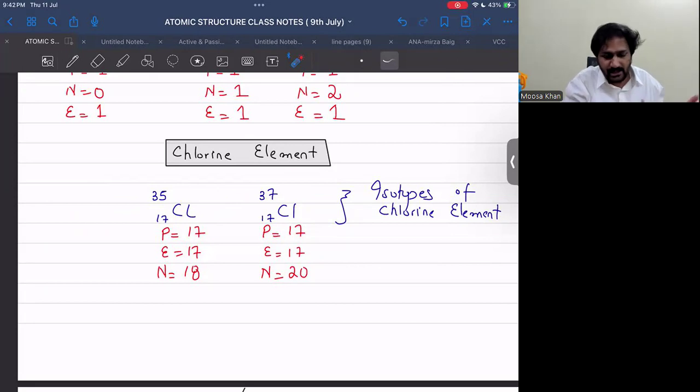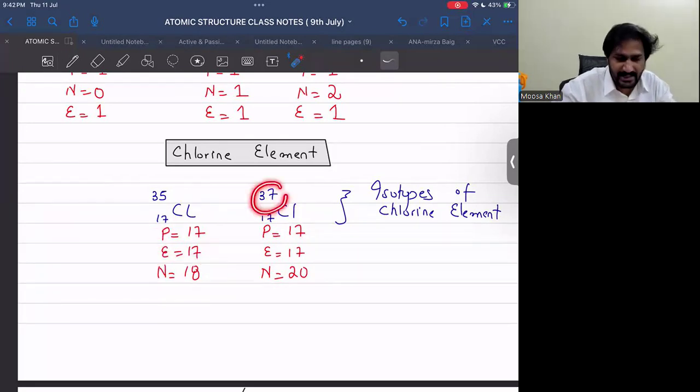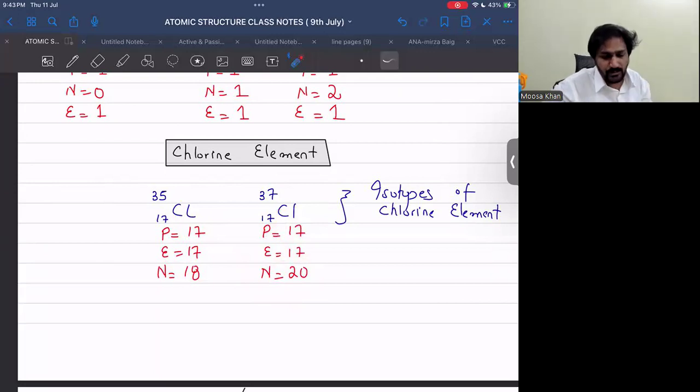If we see the chlorine isotope with the mass number 35, it has 17 protons, 17 electrons, but 18 neutrons. If we see the chlorine isotope with the mass number 37, it has 17 protons, 17 electrons, but 20 neutrons. That's the difference between these 2 chlorine atoms. That's why we have to somehow differentiate between them. That's why we have given them different names and we are calling them isotopes of chlorine. Right?